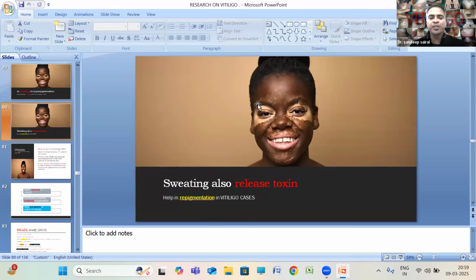See, sweat also releases toxins. It's similar to the way your stool and urine release excretory waste. Similarly, toxins are also released from the sweat. And here in our case, it's H2O2. That is the main culprit that is destroying the melanocytes. So if you do regular sweat producing exercises and activities, that will help you in repigmentation.